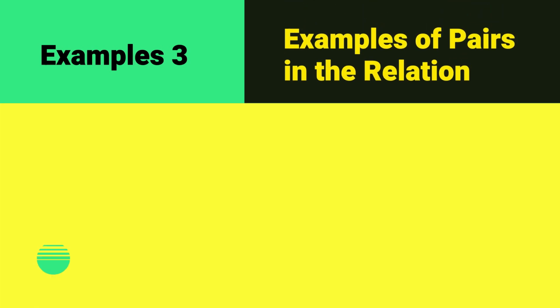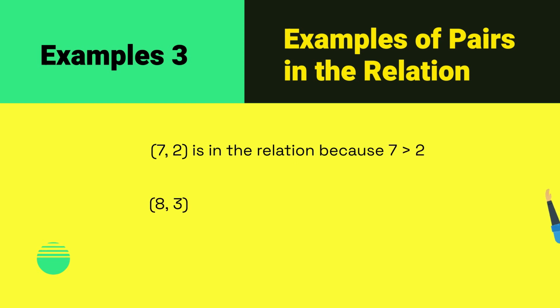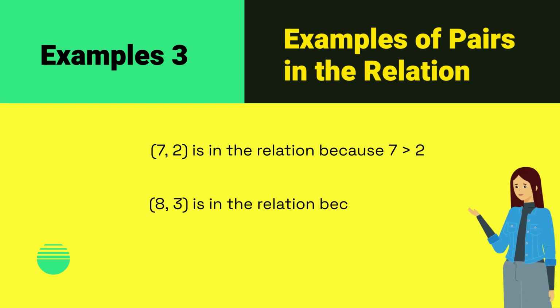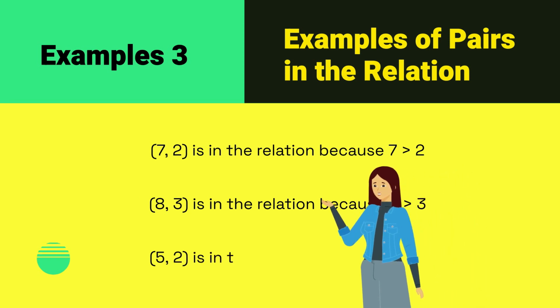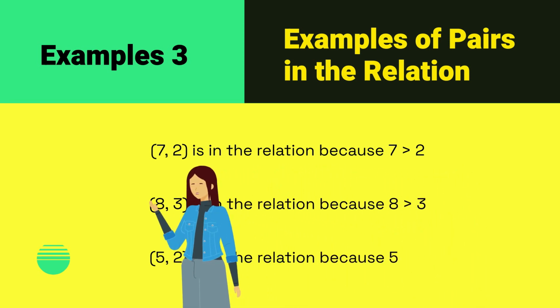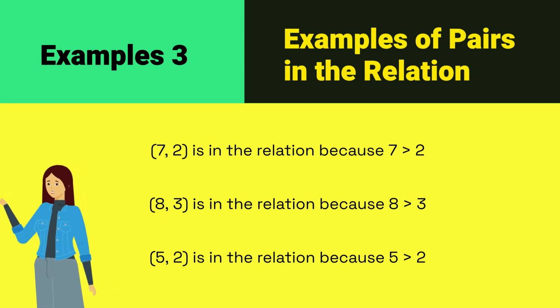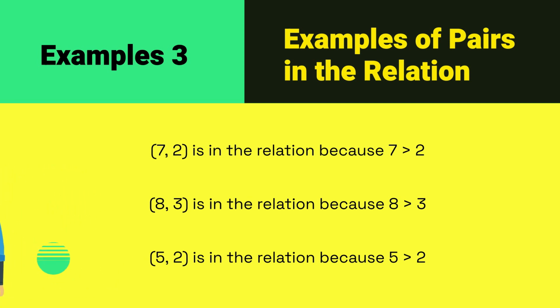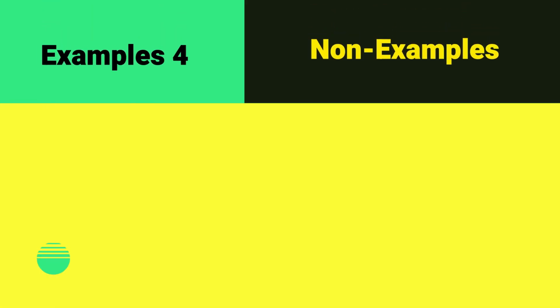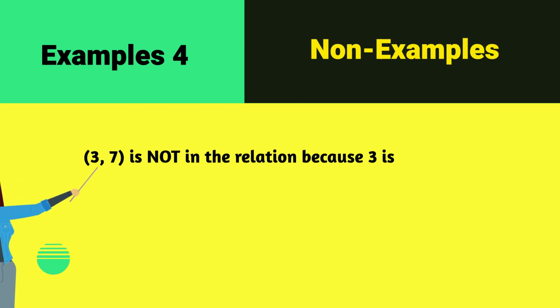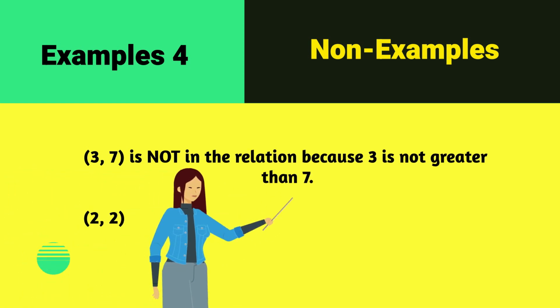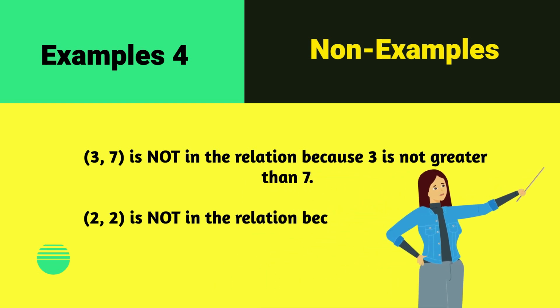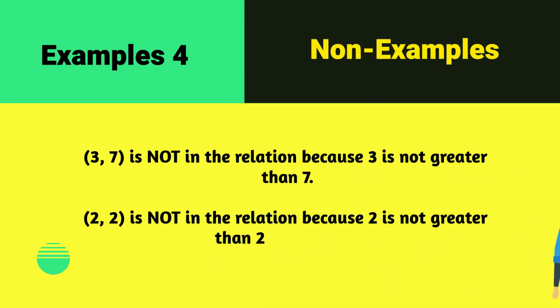Number 3. Examples of pairs in the relation. (7, 2) is in the relation because 7 is greater than 2. (8, 3) is in the relation because 8 is greater than 3. (5, 2) is in the relation because 5 is greater than 2. Number 4. Non-examples. (3, 7) is not in the relation because 3 is not greater than 7. (2, 2) is not in the relation because 2 is not greater than 2. It's equal.